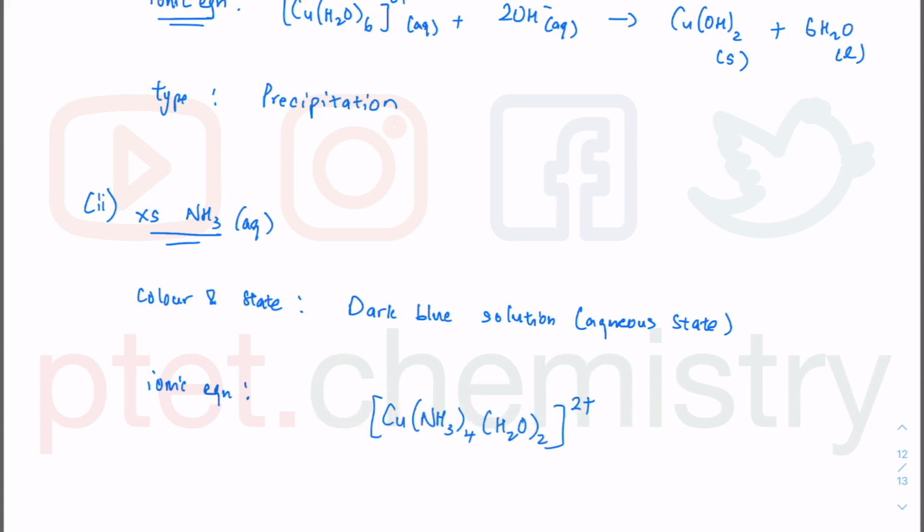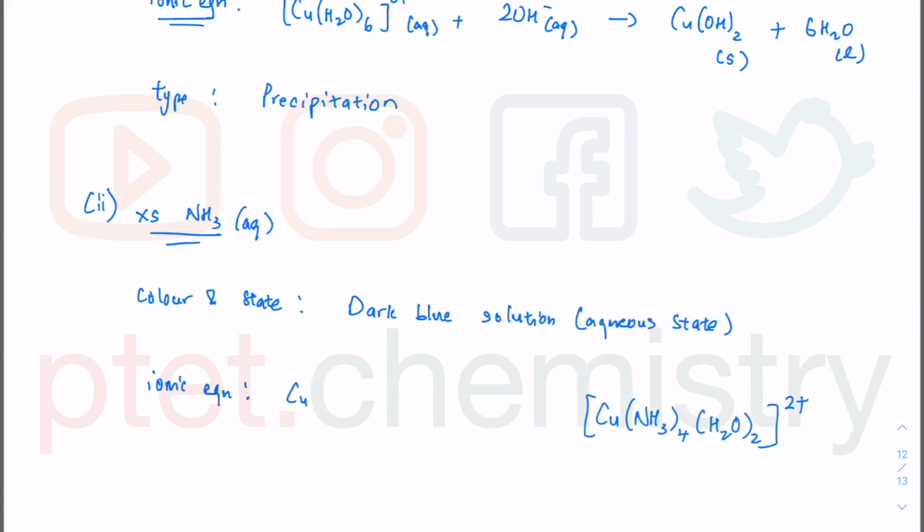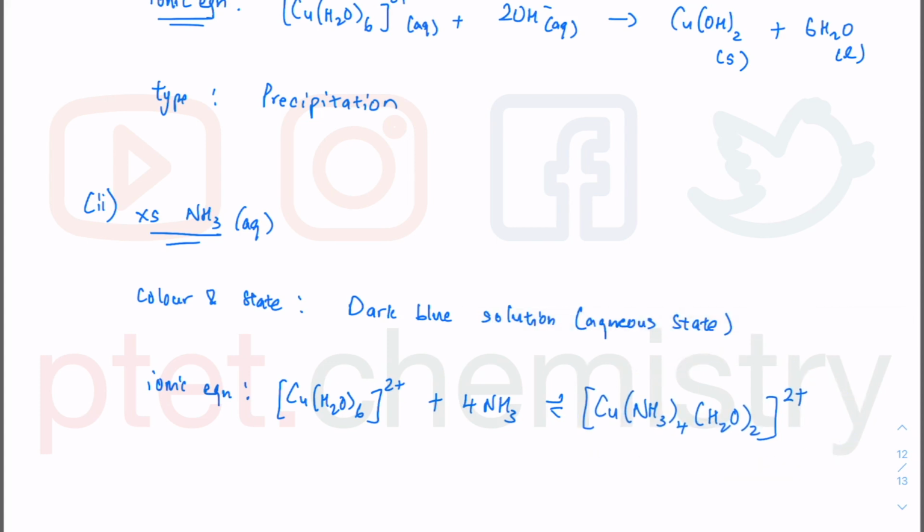So what happened is I started out from Cu(H2O)6 2+. I have 4 NH3, and I will get this particular dark blue complex. And what happened is I only kick out 4 water and replace them with ammonia. So I still have 2 H2O there. Okay, so let me get rid of that. I don't know what happened there. Okay, so I kick out 4 H2O.